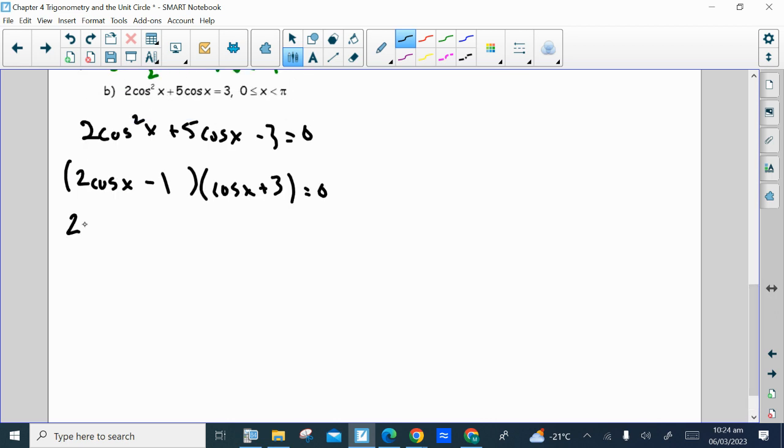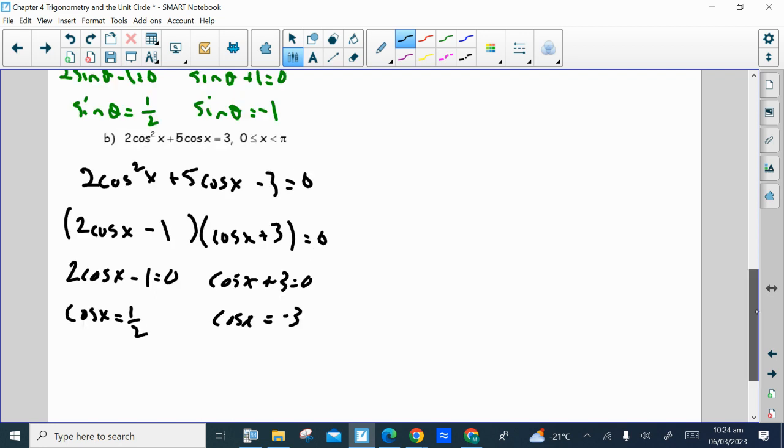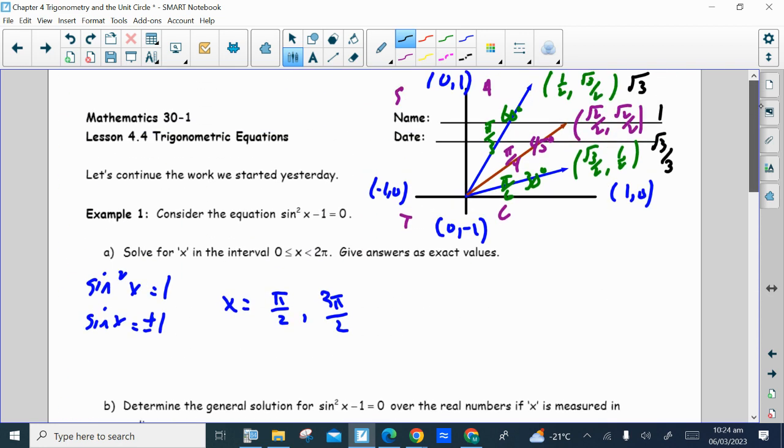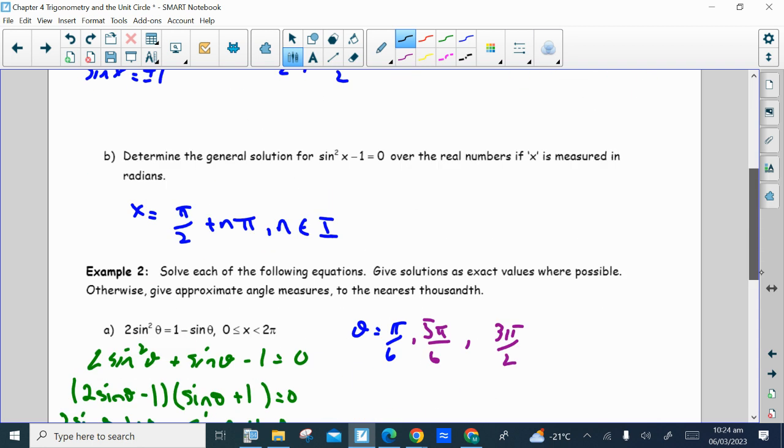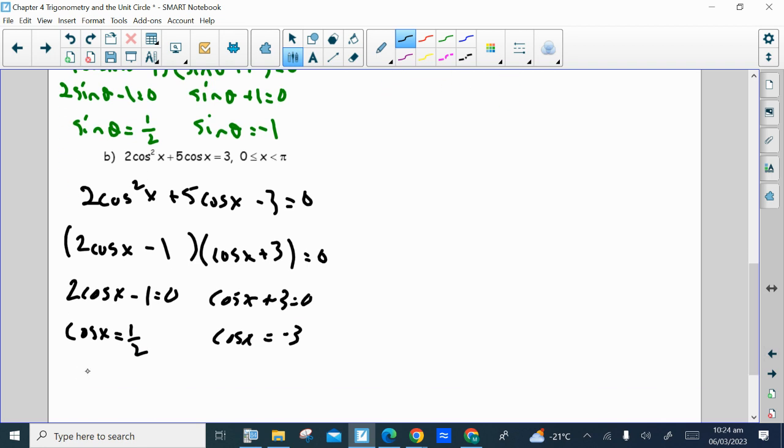So again, our solutions will come when each factor equals 0. And this will be where the cosine of x equals a half. Our second factor, cosine of x plus 3, must equal 0. So the cosine of x equals negative 3. So where on the unit circle first does the cosine equal a half? Cosine is the x value, and it equals a half up here at pi on 3 radians. So pi on 3 will be one answer.